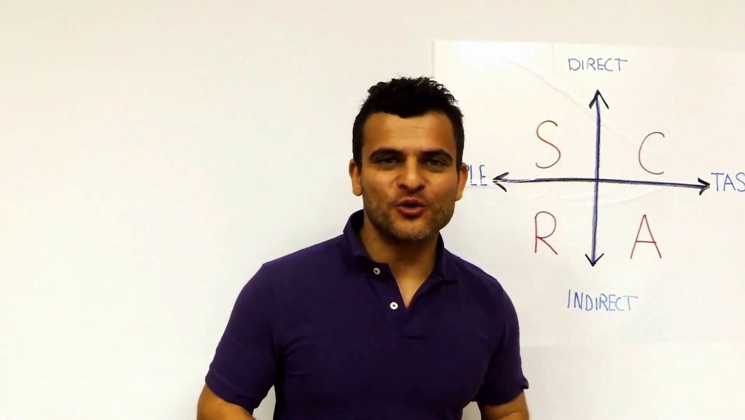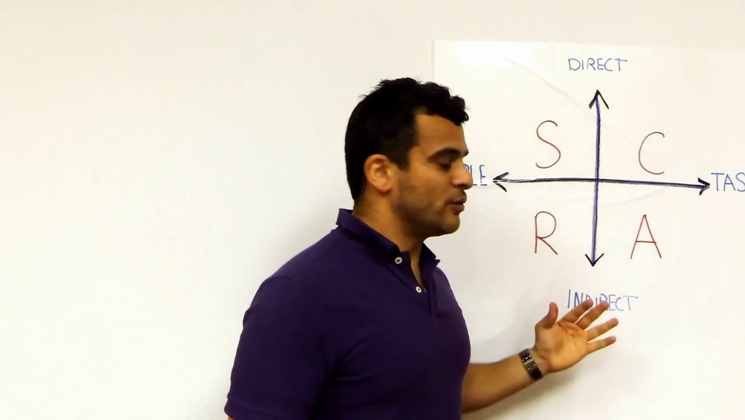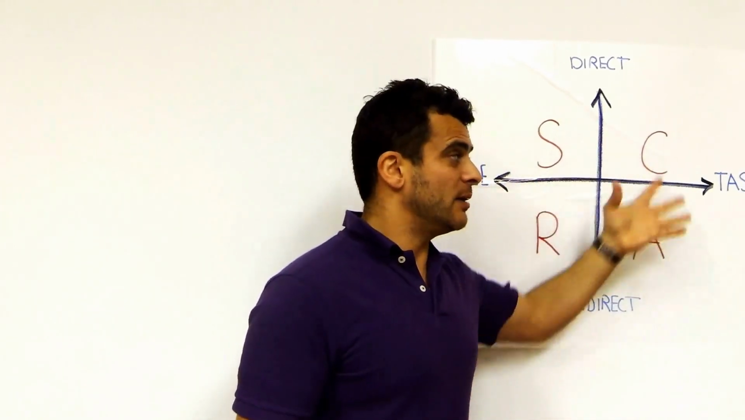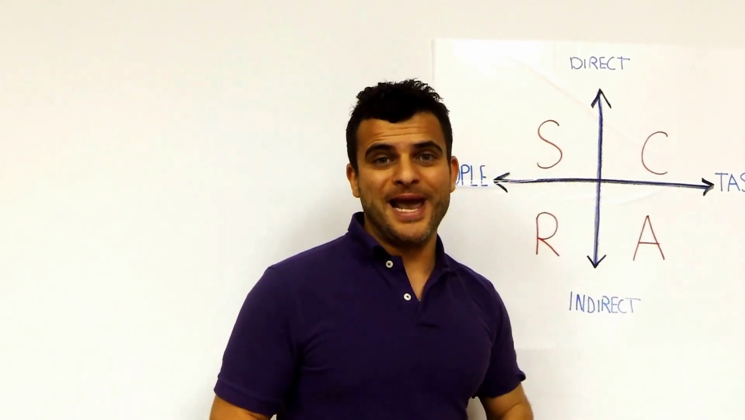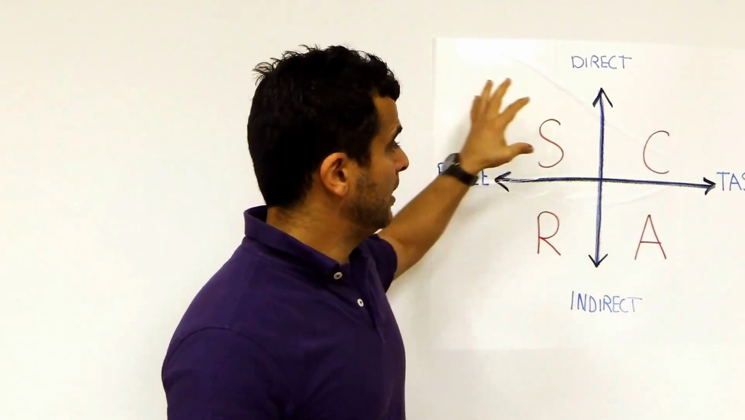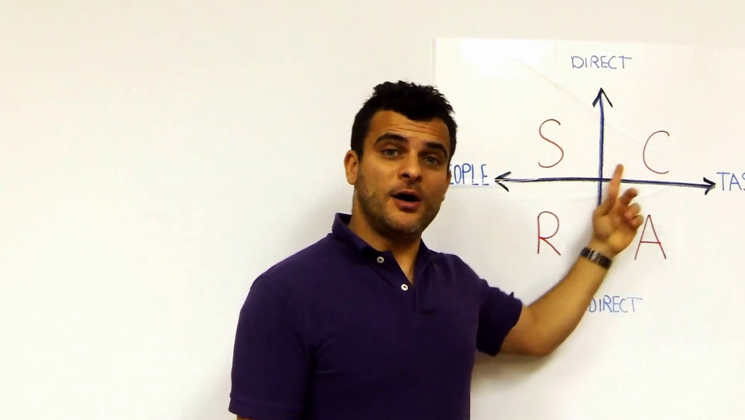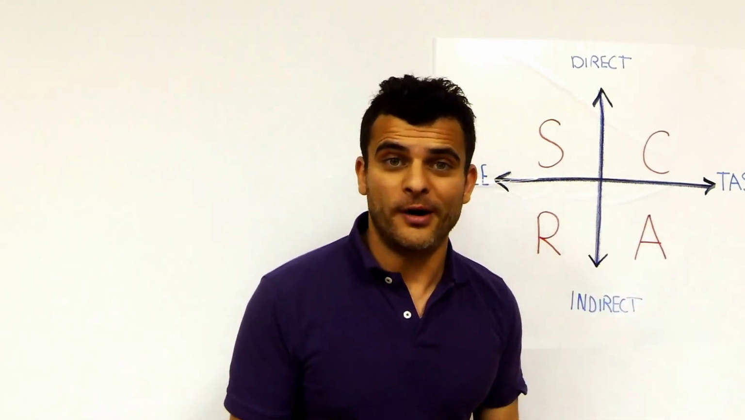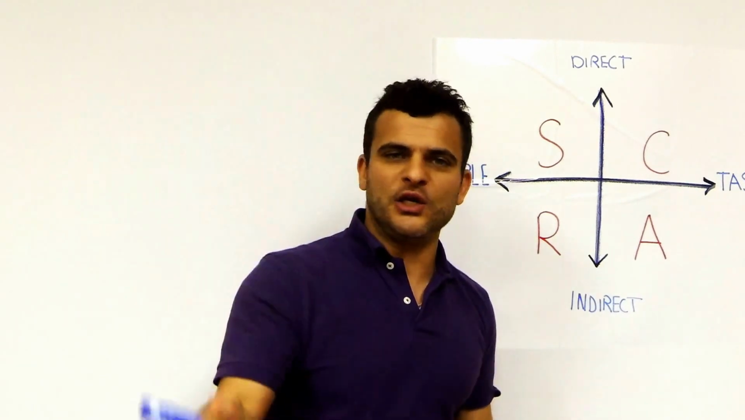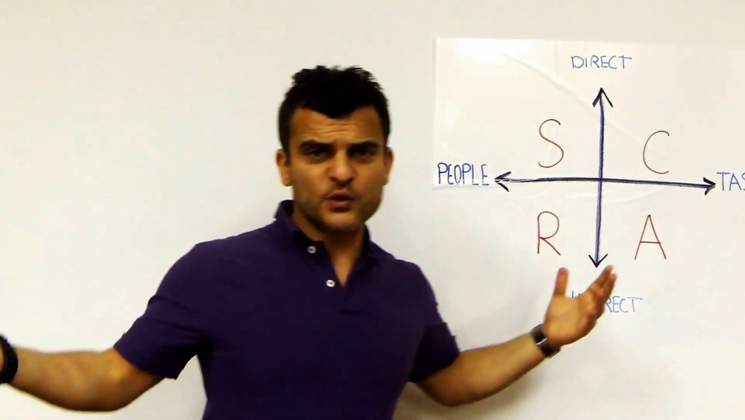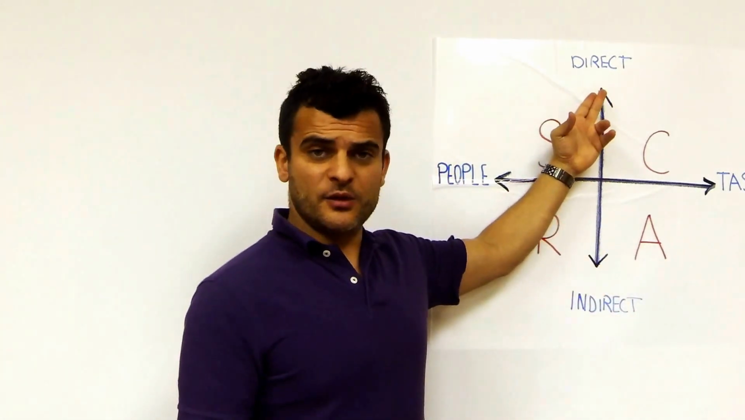So those are the two questions you want to ask: are they direct or indirect, and are they task-oriented or people-oriented? Those are the two frameworks you want to ask yourself, and based on that, you'll be able to tell if they are an S, a C, an A, or an R. So let's talk about each one of them and what that means to you. First question you ask yourself: are they direct in their communication?